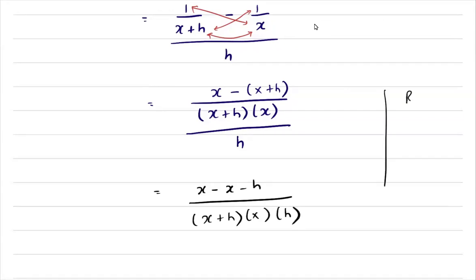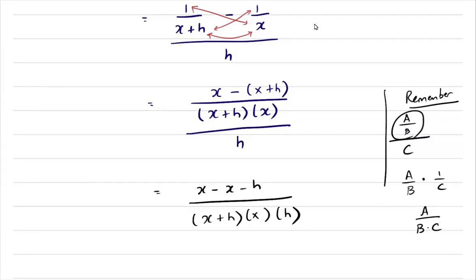Just remember, whenever you have fractions like this, something over something all over something else, right? Then what happens if you do the keep, change, flip? Then your new fraction will look like this. So in the future, remember, when you have a fraction in the numerator and just one expression in the denominator, this can be written right away as a over b times c. And that's what I did here.